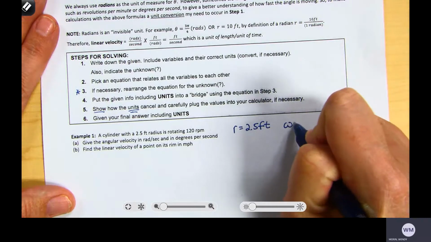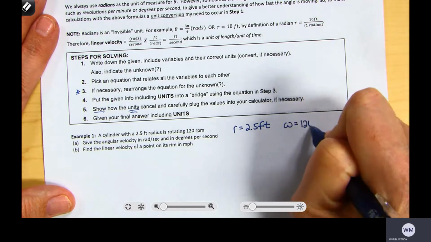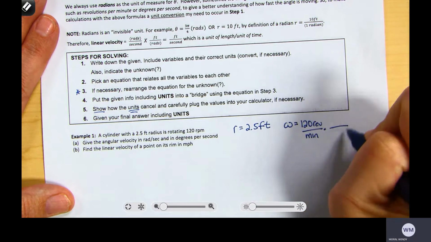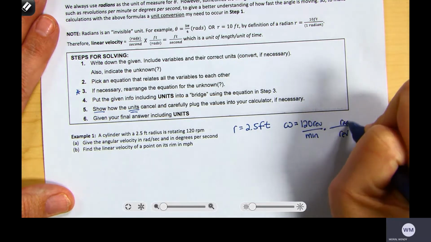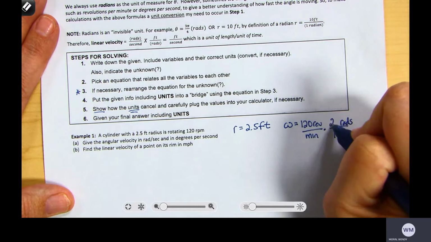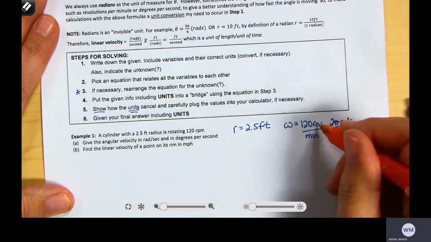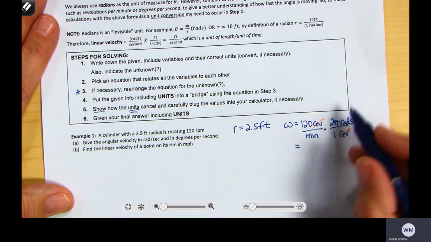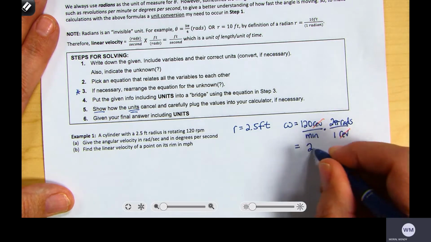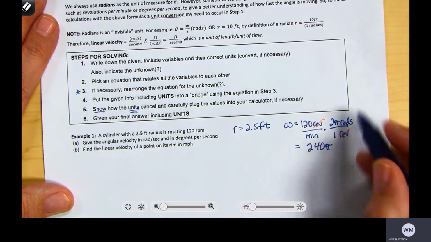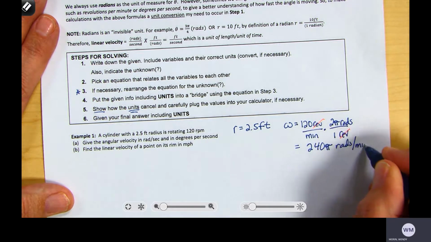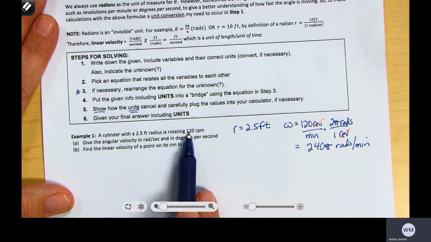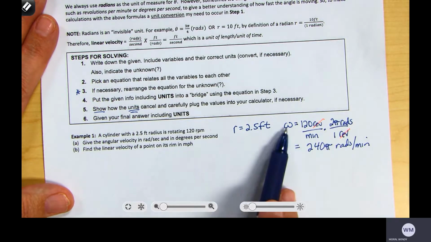In order for us to call it omega, we're going to take our 120 revolutions per minute, and we're going to multiply that by, we have revolutions we want canceled, and we want radians. So 1 revolution is 2 pi radians. So our omega, or our angular velocity, is 120 times 2 pi, so that's 240 pi. We can leave it exact for now, and that's radians per minute. So that's what was given to us. Sometimes if it doesn't say radians, you have to convert it to radians in order for you to call it omega.